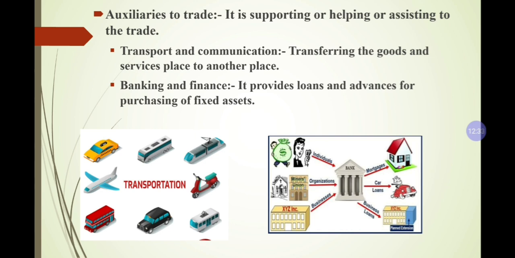Next is your banking and finance, where individuals come and deposit. I've given the example where individuals come and deposit their money in the bank. Even organizations and businesses come and deposit money in the bank. With that, they provide loans, mortgages, etc. to outsiders. So what banking and finance are doing is collecting money from the public and providing money to the public. It provides loans and advances for purchasing fixed assets, and not only fixed assets, it provides loans for every purchase.